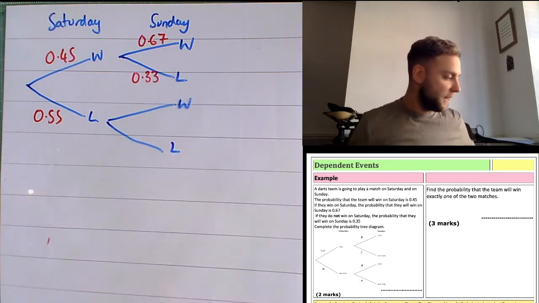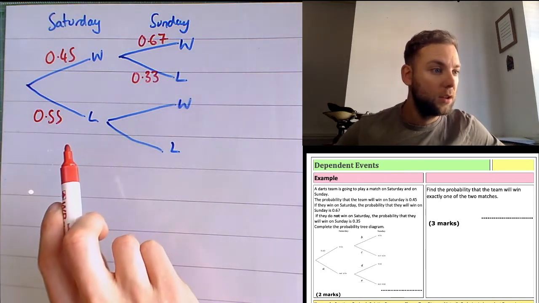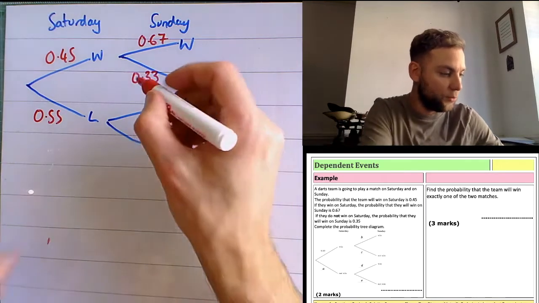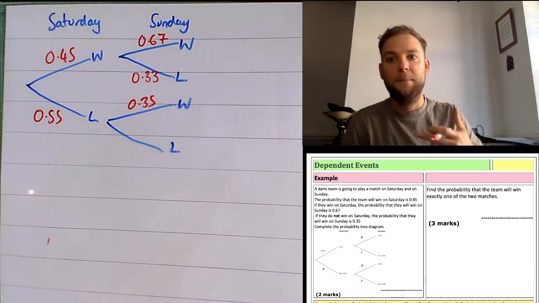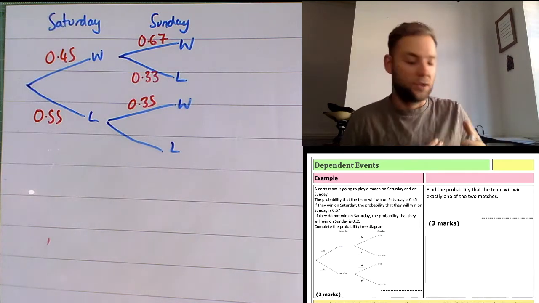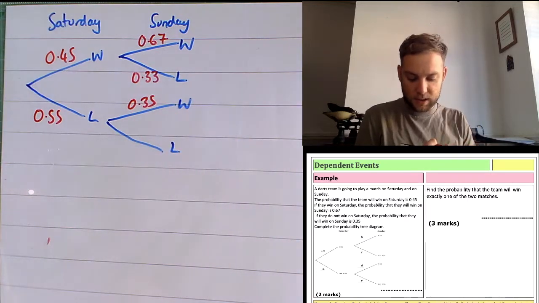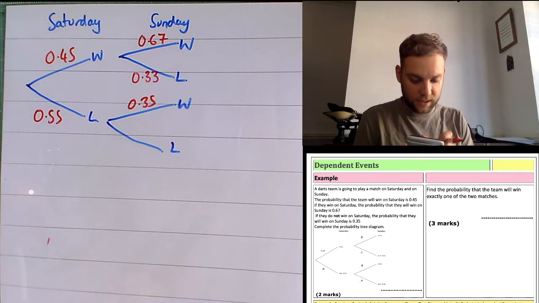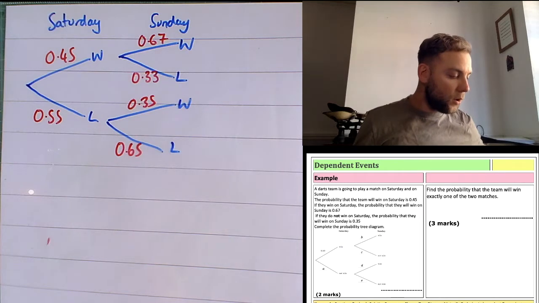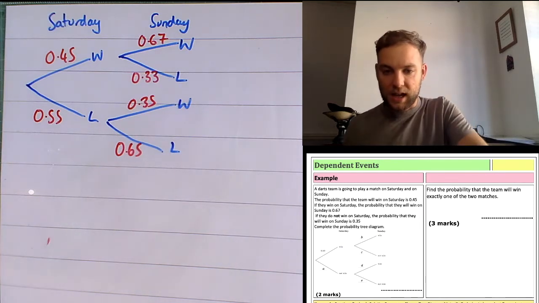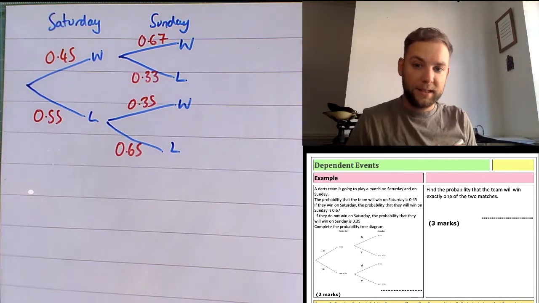So it then says, if they do not win on Saturday, so if they lose, the probability they win on Sunday is equal to 0.35, which makes sense because if they've lost, they might feel down and the chance isn't as good. So if they win on Sunday, what's the probability they lose on Sunday? Well, it's going to be, again, 1 minus 0.35, which is equal to 0.65. So we've got these now. Okay, so let's get all these probabilities down.